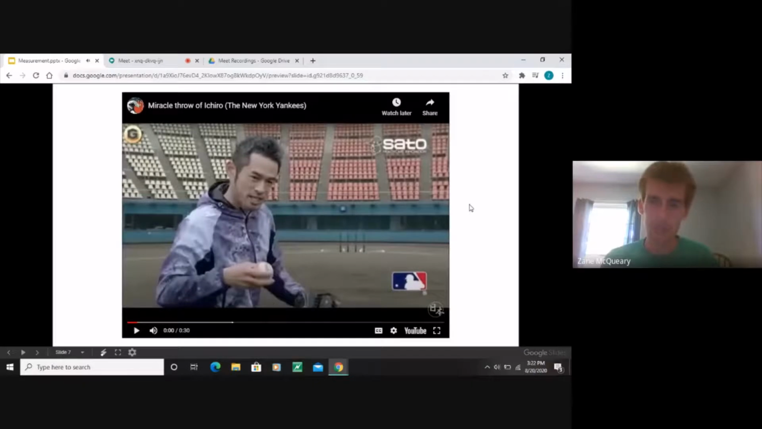So, Ichiro knocking down all 4 of those bats. Let's figure out if that's precise or accurate. Okay? So precision would be how close those are together, right? Are all his pitches close together?